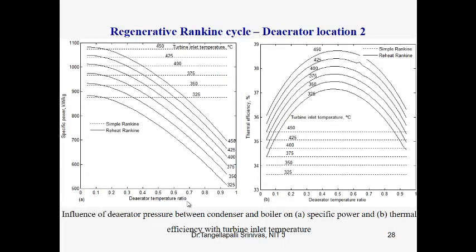The de-aerated temperature ratio is also analyzed with the turbine inlet temperature changing from 325 degrees centigrade to 350 degrees centigrade. There also, the optimum de-aerated temperature is approximately 0.5 with respect to the turbine inlet temperature.